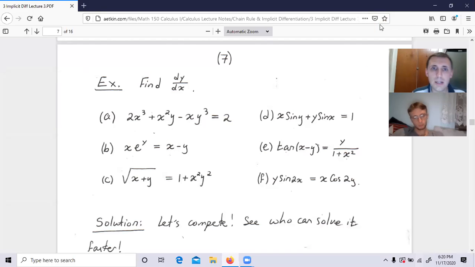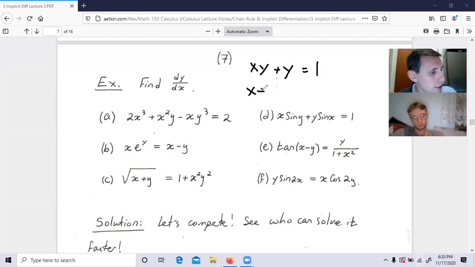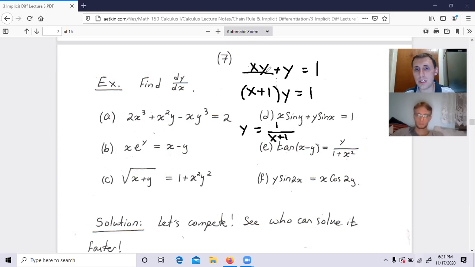So for instance, let's pick something where the formula might be easy to get. So suppose that what we have is x times y plus y equal to 1, right? I could easily get the formula because it's x plus 1 multiplied by y equal to 1. And so y is equal to 1 divided by x plus 1. You all see that? If I have this equation, I can easily find the formula for y in terms of x. This equation, I can solve it.